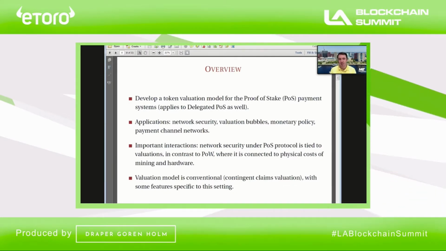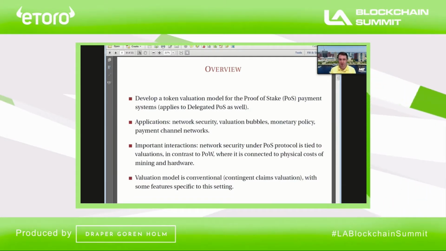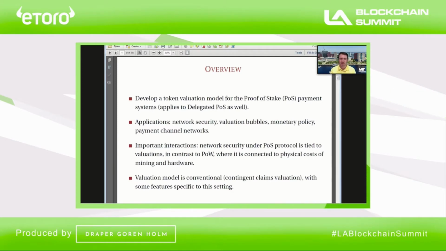We'll apply our results to network security, to analyzing valuation bubbles, to monetary policy, in particular active monetary policy, and also payment channel networks. Now, it's important that under the proof-of-stake protocol, the valuation problem and network security are connected. And this is quite different from the proof of work, where security comes from the physical costs of mining and specialized hardware. Here, network security is connected to valuation. In that sense, this valuation problem is particularly important.